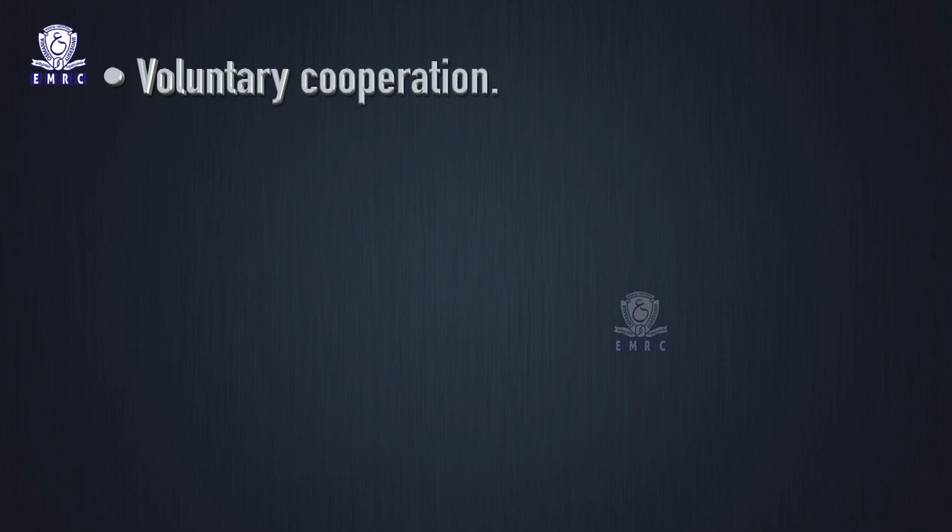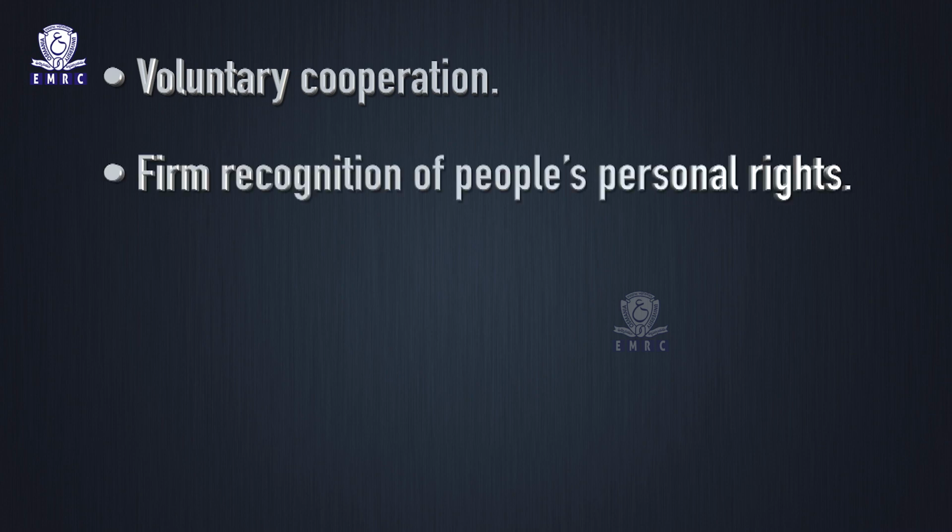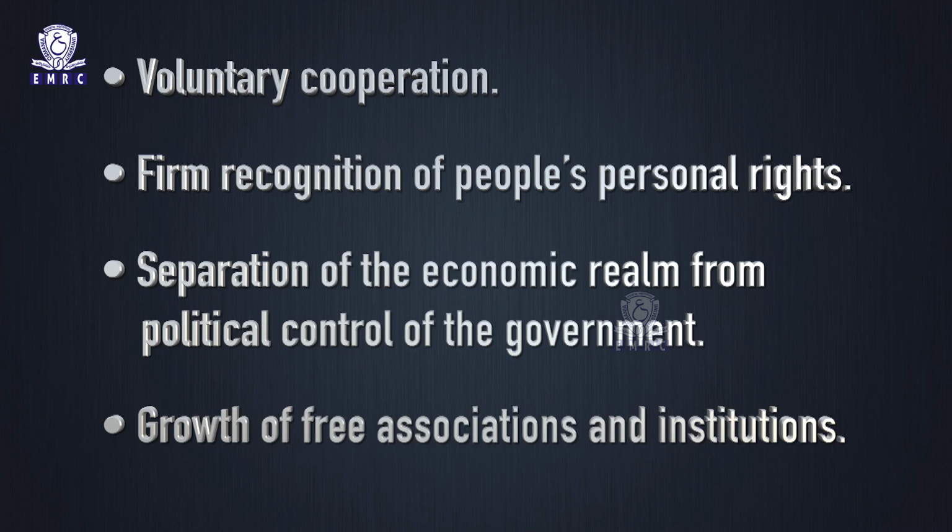The industrial society. The industrial society is one in which military activity and organization is peripheral to society. The greater part of society concentrates on human production and welfare. The characteristics of such a society are that these societies are marked by voluntary cooperation, firm recognition of people's personal rights, separation of the economic realm from political control of the government, and growth of free associations and institutions.